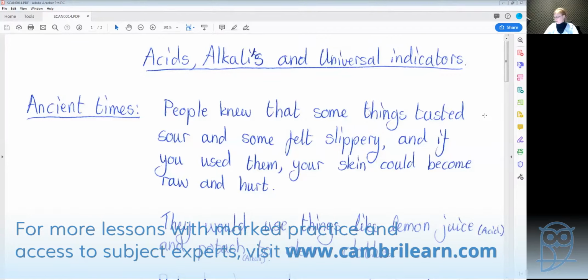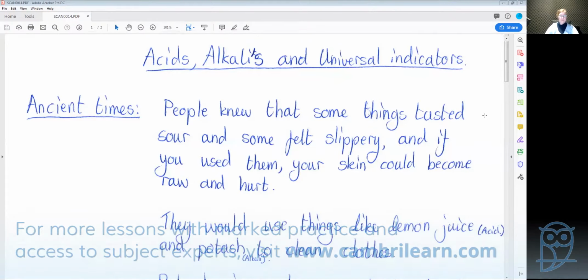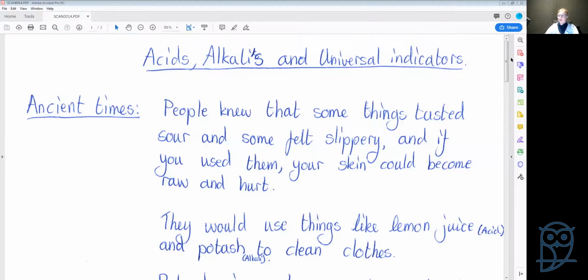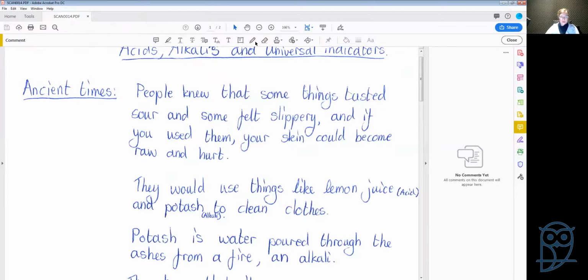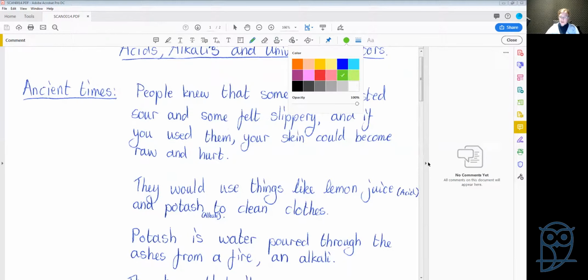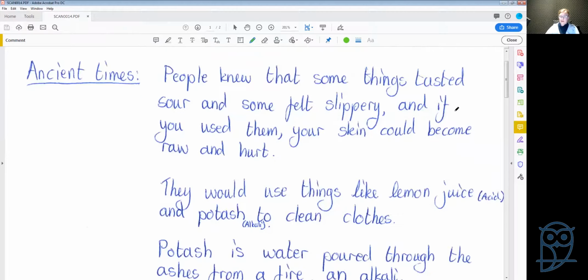So today we're going to be speaking about acids, alkalis, and indicators. First I'm going to go through a little bit of history, especially the kind of history that you don't have in your books. So let's just get a color that's going to stand out a bit. Okay, great.